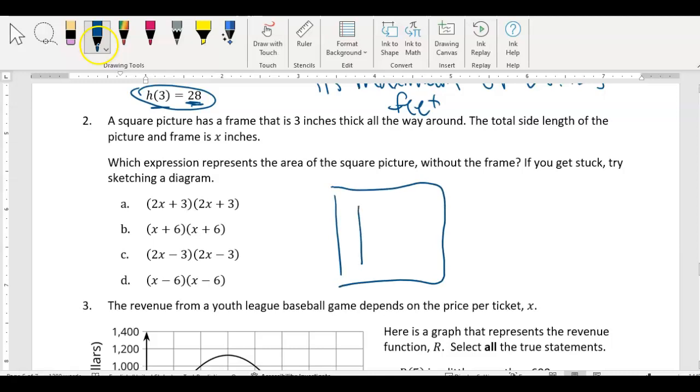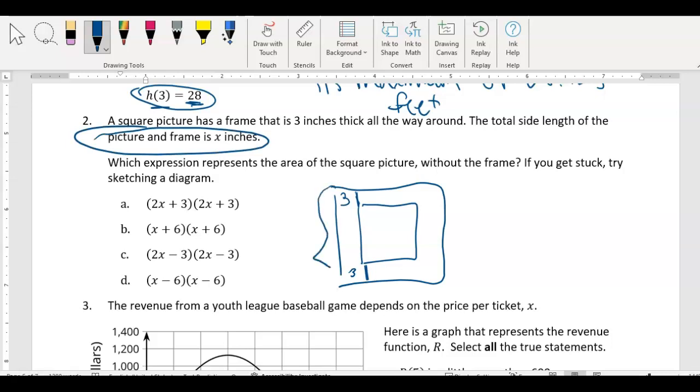We're going to start. And we have a square picture frame, so all the sides are the same, and it is measured with 3 inches of the frame on either side, right? And so it says the total side length of the picture and the frame is x inches. So that means this whole amount is x. It says which represents the area of the square picture, this part right here, without the frame. So the area of the frame would be this 6 inches, right? Or it would be this x times x would give us the area.